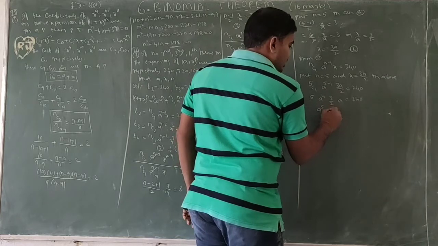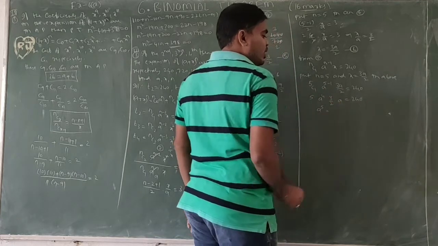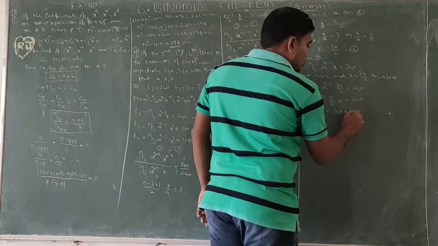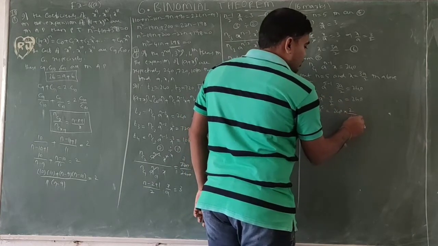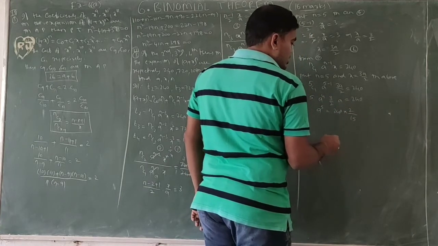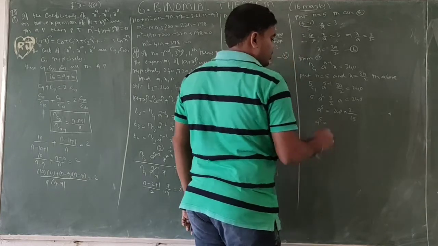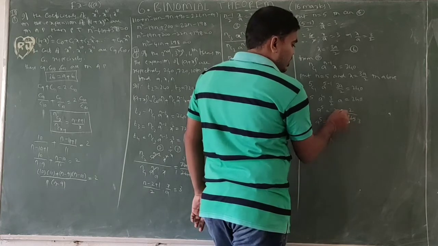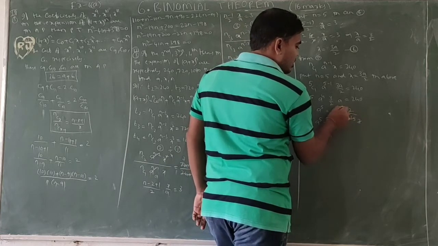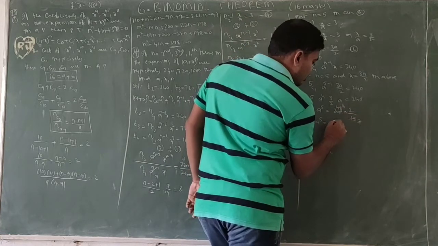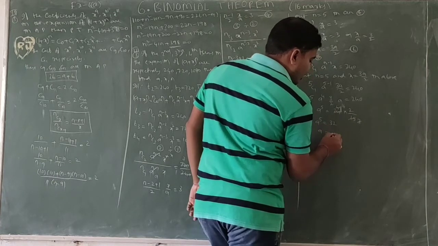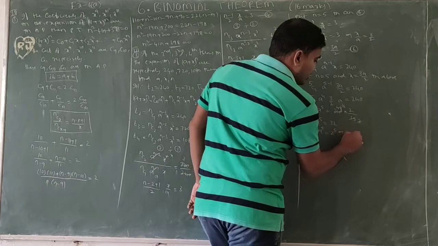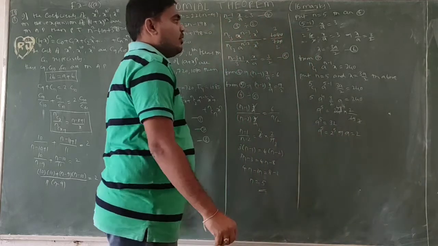a power 5 equal to 240 into 2 by 5 into 3, so next a power 5 equal to 48 into 2, which is 32. a power 5 equal to 2 power 5. So a equal to 2.